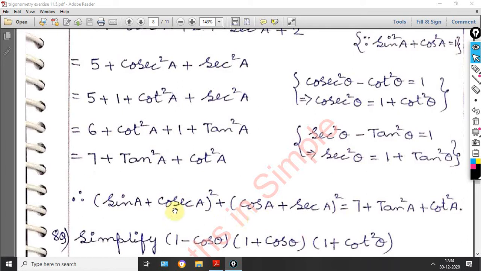So we have proved: sine A plus cosecant A whole square plus cos A plus secant A whole square equal to 7 plus tan square A plus cot square A. Hence we have proved.